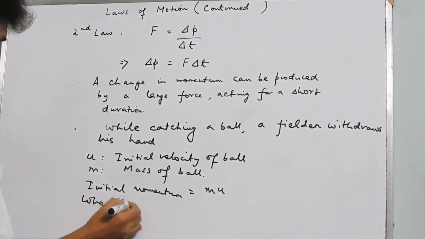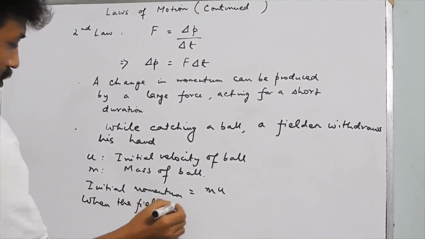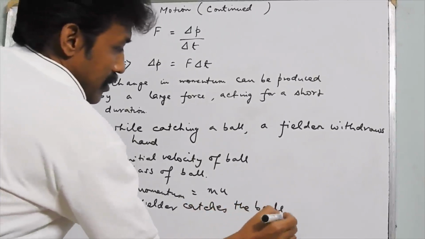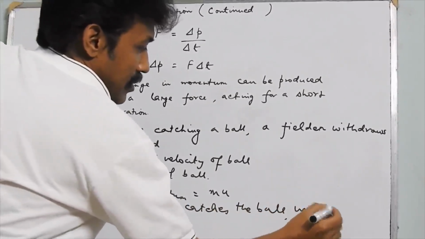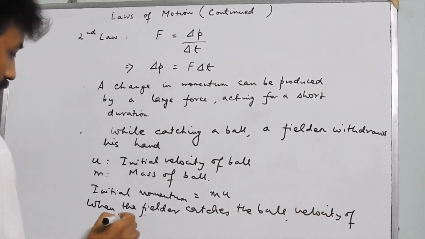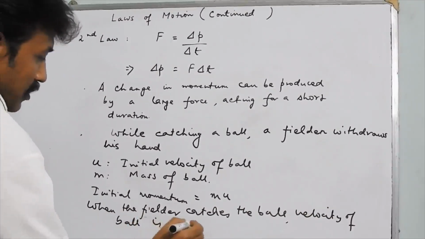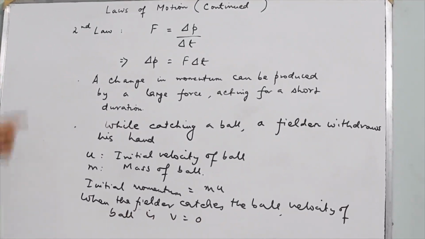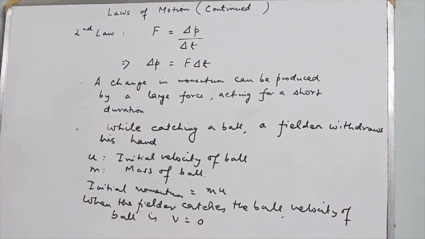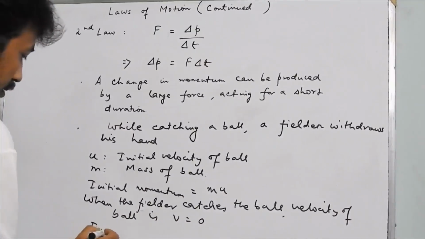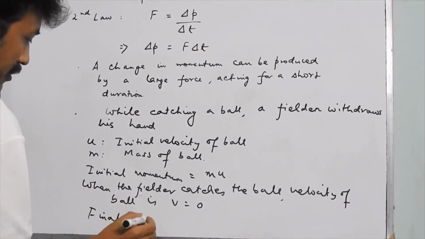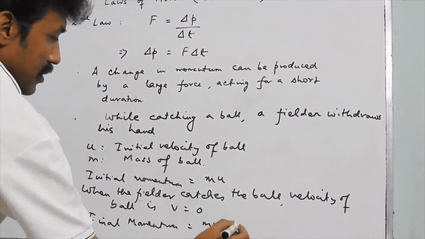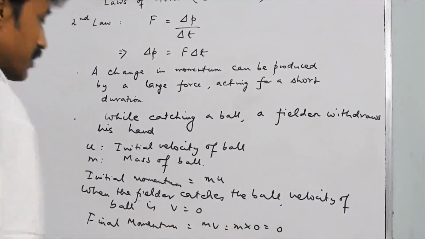When the fielder catches the ball, the velocity of the ball is, suppose, small v, which is 0. That is, the final velocity of the ball is 0. So final momentum is mv, that is m into 0, which is obviously 0. So the final momentum is 0.